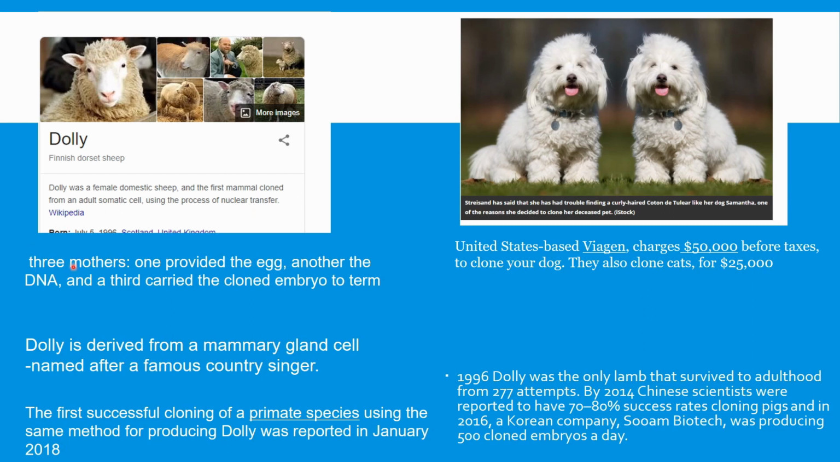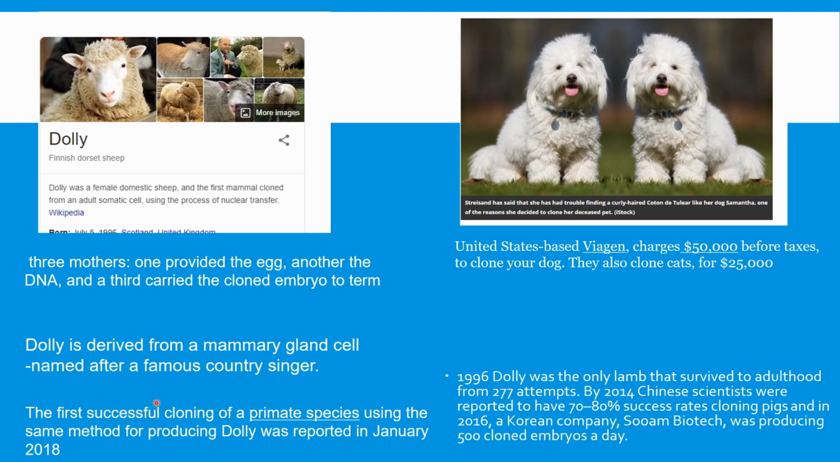And in the case of Dolly, she had three mothers. One provided the egg, another provided the DNA, and a third carried the cloned embryo to term. I can't remember how many thousands of eggs they used in this experiment to get one to survive, but in the end they got it to work. So it's not so easy.